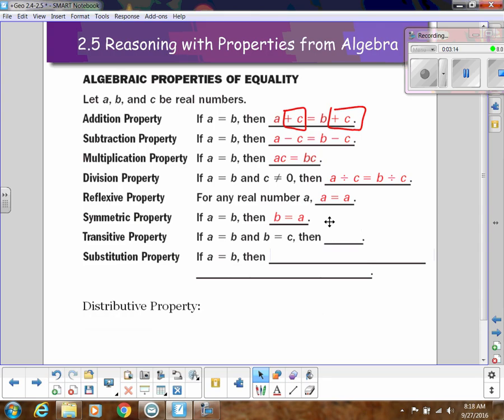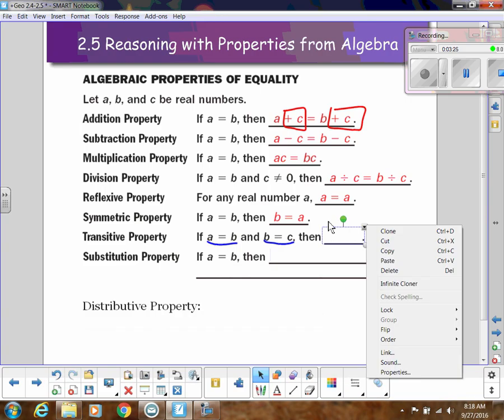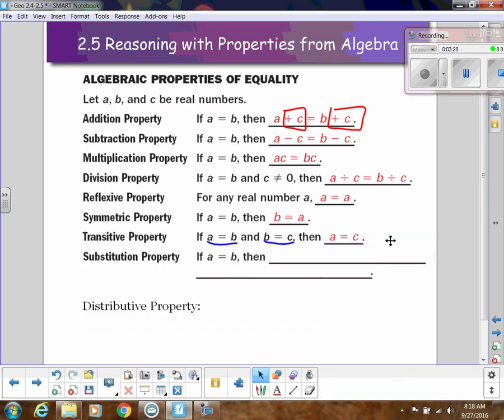And then the transitive property, notice that this one starts with two equations. If a equals b and b equals c, then we know that a equals c. So you see how in both equations it's equal to the same thing. Two things are equal to the same thing. So in this situation, it's b. So then we know those two things are equal to each other. It's almost like the law of syllogism that we did in the logic unit.